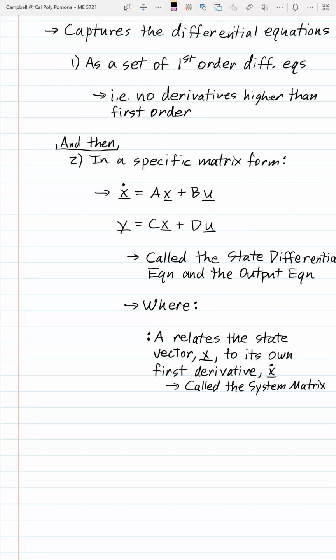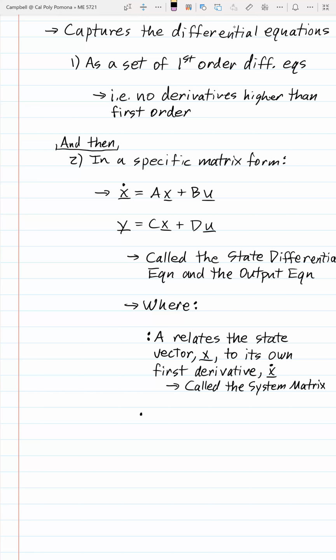And as the name implies, this matrix is determined by the configuration of the system itself, and it is not dependent on the input. So this A matrix is a property of the system.